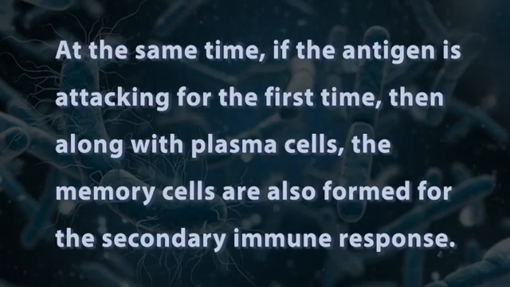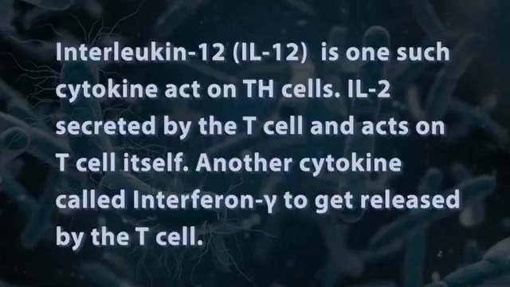At the same time, if the antigen is attacking for the first time, then along with plasma cells, the memory cells are also formed for the secondary immune response. This shows the humoral type of immune response. The macrophage will secrete many types of chemical molecules, that is cytokines. Interleukin 12 is one such cytokine that acts on Th cells.